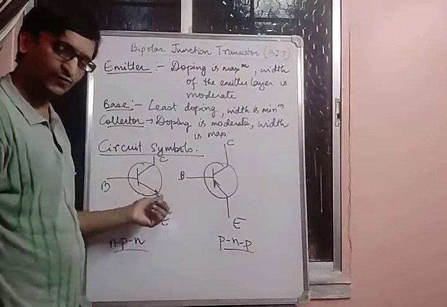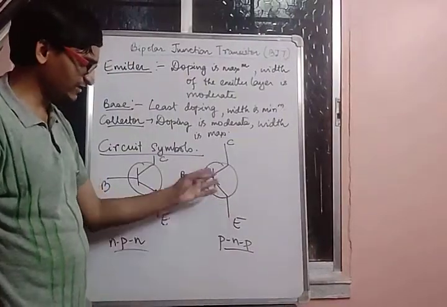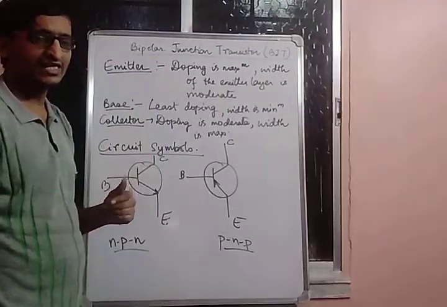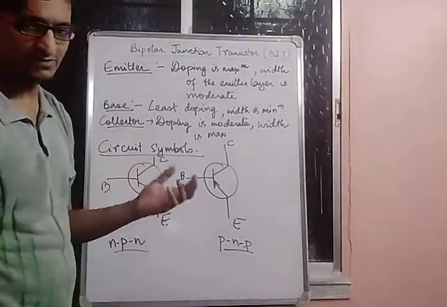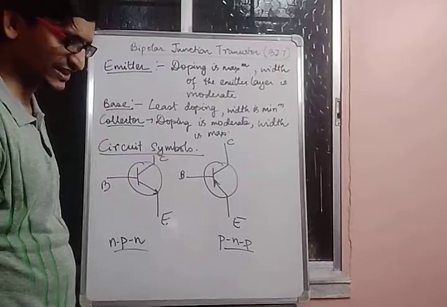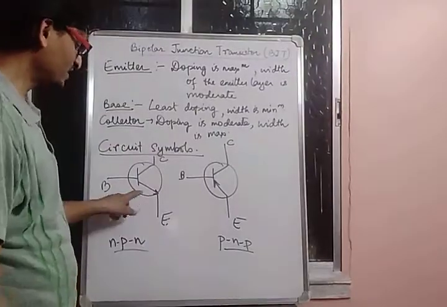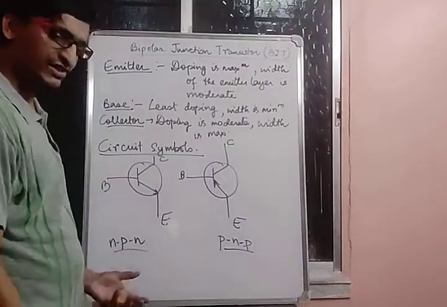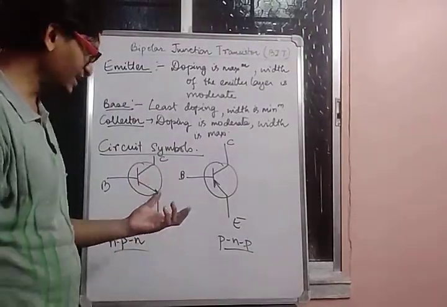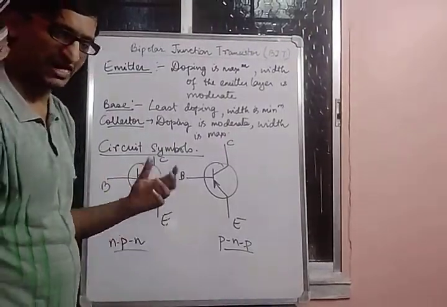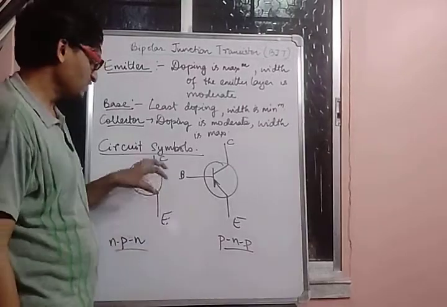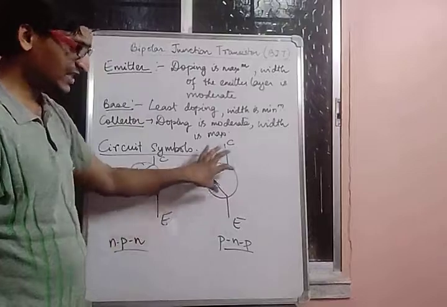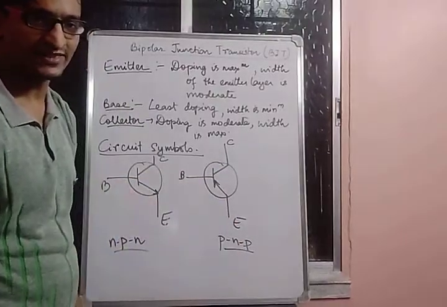Why is current flowing outward and why is current flowing inwards in case of a PNP transistor? That we will be discussing when we learn about the principle of operation of these transistors just after this. So these are basically your circuit symbols for your transistor. Whenever we draw a circuit which comprises an NPN transistor or PNP transistor, we represent it by these two symbols. This one for an NPN transistor and this one for your PNP transistor.